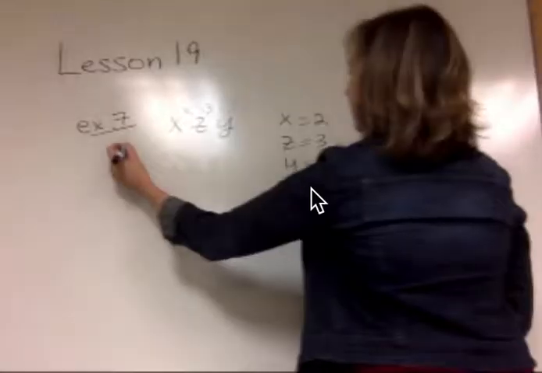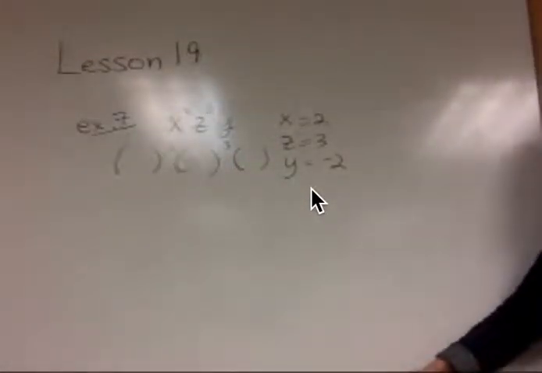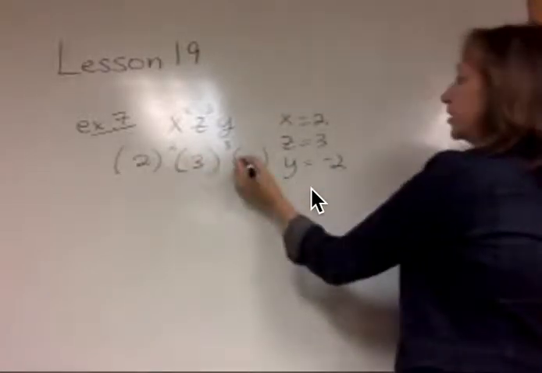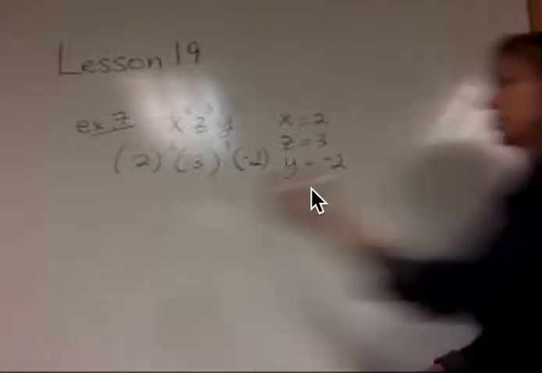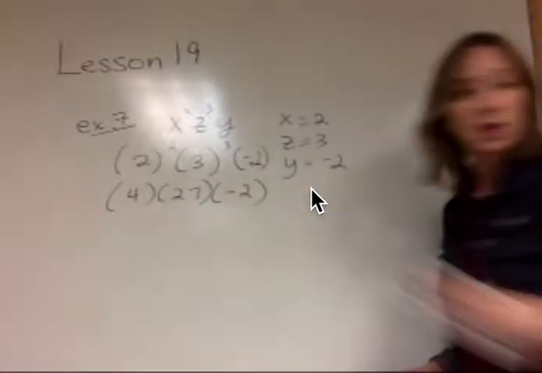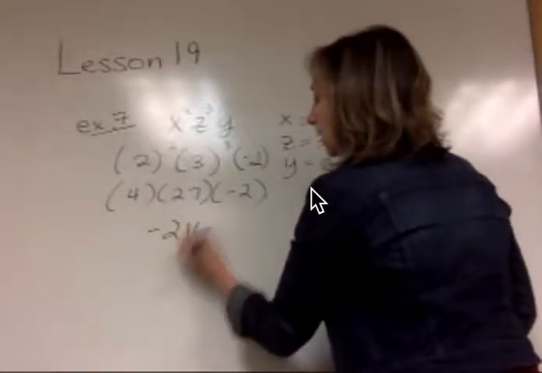Okay, so we're going to get parentheses squared, parentheses cubed, parentheses. This is like before, you put parentheses where all the variables are. So you're going to put the 2 in, we're going to put the 3 in, and we're going to put the -2 in. Before you do multiplication, you want to do your exponents. So we're going to get 4 times 27 times -2. I do not have a calculator, but I do have my book. So the answer to that one is, anyone have a calculator, want to do that? Sure. I got it, -216. Oh, yes, -216.